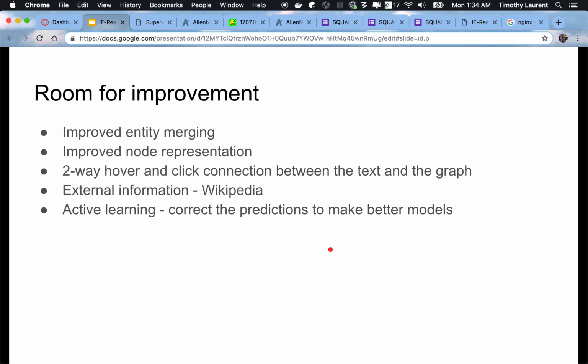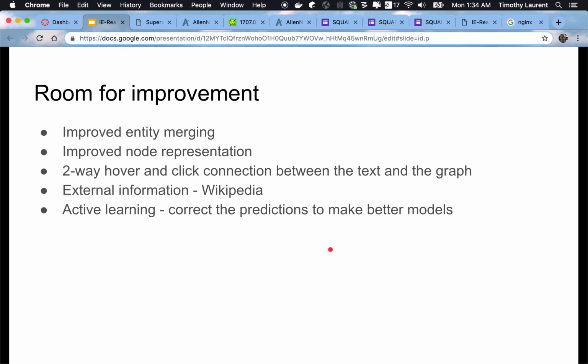A better node representation. Right now I'm just concatenating, my attempt at deduplicating partial sequences. I think we could do better. I think we could have a canonical noun representation. But it'd be nice to have some user studies to see what works the best.